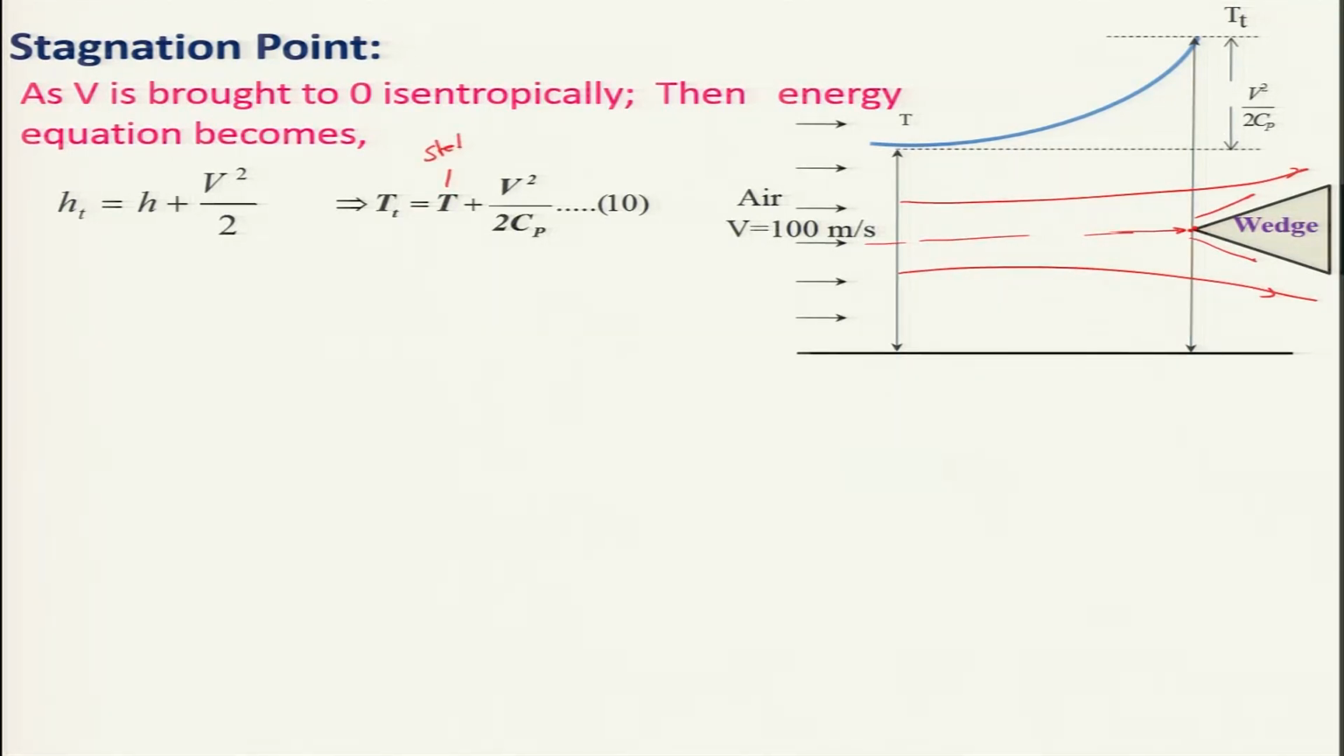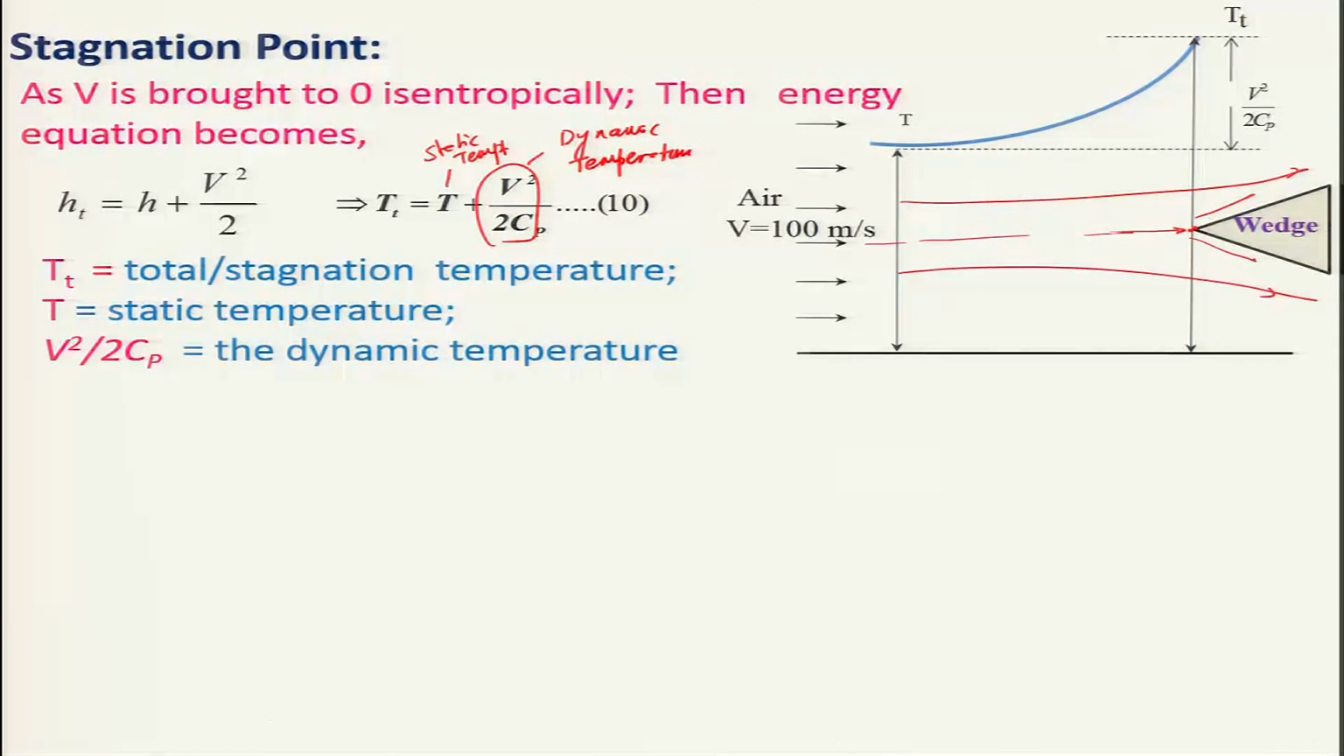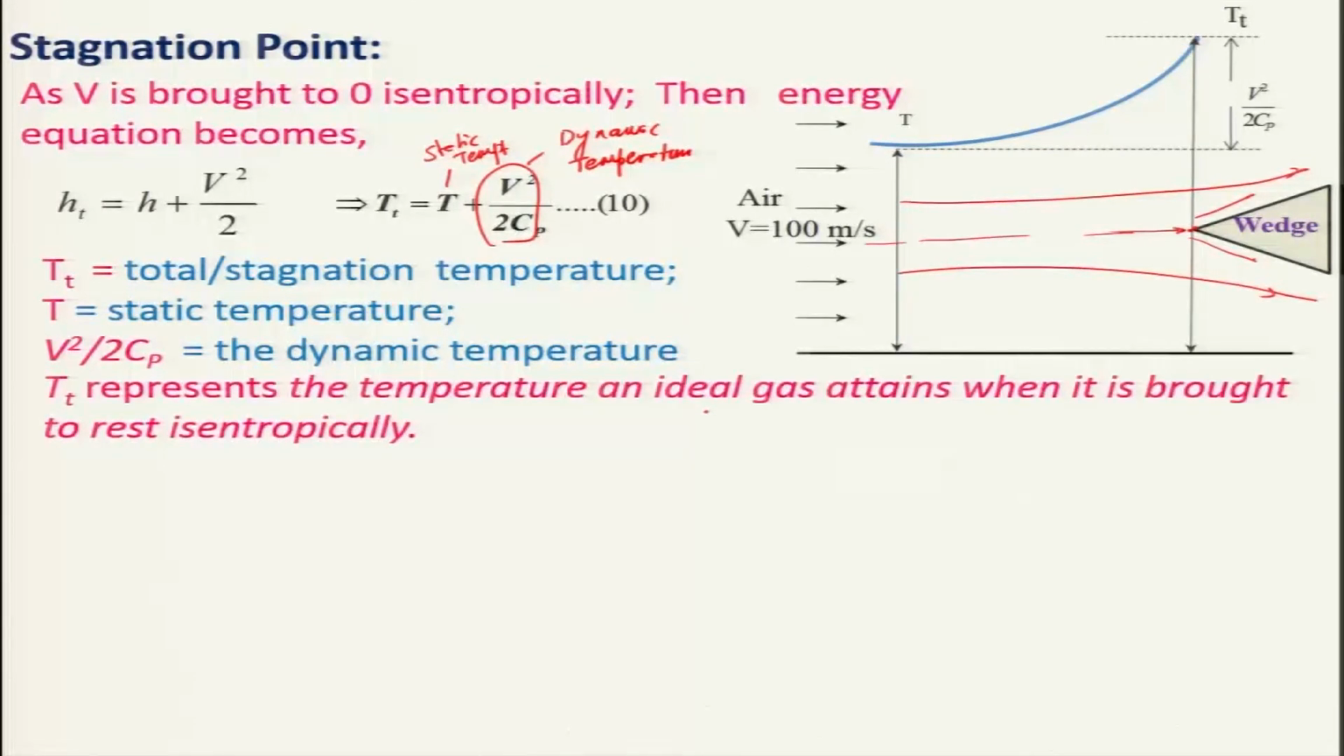And the total temperature will consist of the static temperature, this is your static temperature, and this is your dynamic temperature. So, as I told, and already explained, Tt represents the temperature that an ideal gas attains when it is brought to rest isentropically.